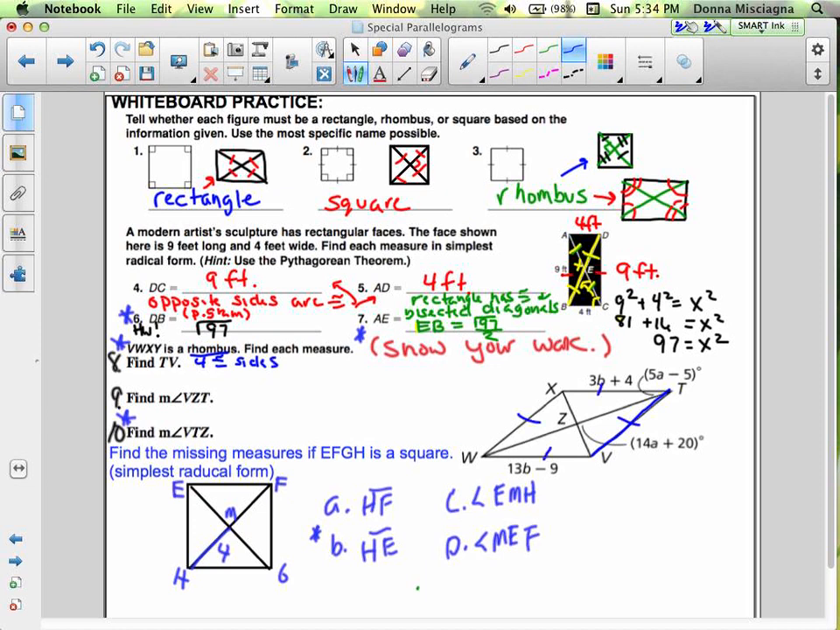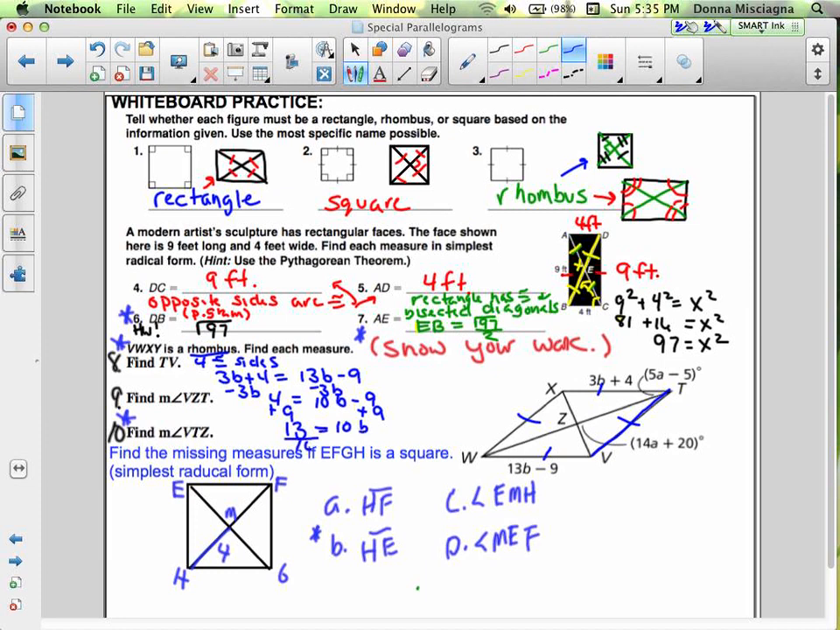Also, by the way, this is similar to a homework problem. If I find the measure of WV or XT, it's going to be the exact same thing as TV. So since they are congruent, we'll set them equal to one another. 3b plus 4 equals 13b minus 9. Subtract 3b from both sides. You get 4 equals 10b minus 9. Add 9 to both sides. So you got 13 equals 10b.